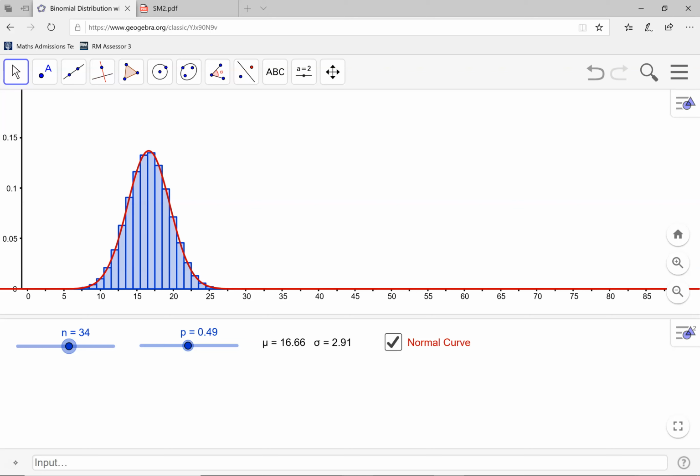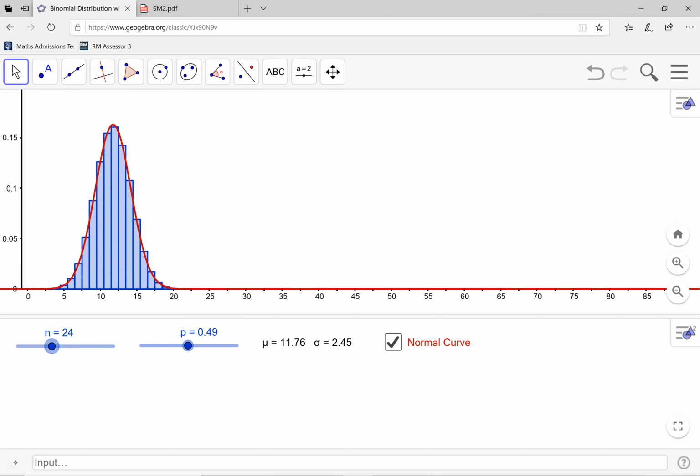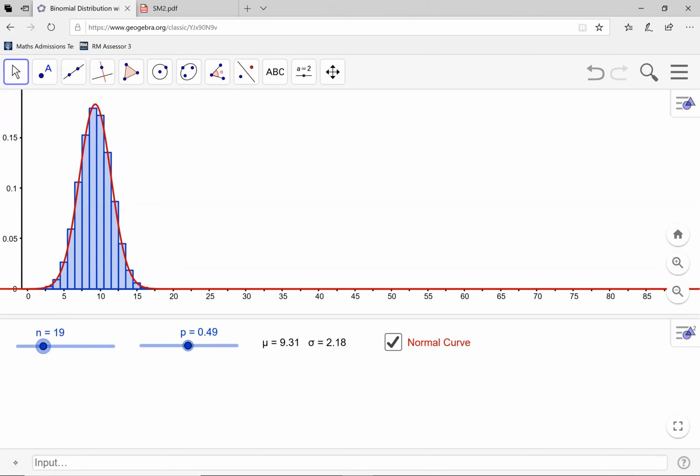Now here the sample is only 34, and it's still not looking too bad. And here it's even down to 20. It doesn't look too bad. A little bit more inaccuracy around it, obviously, but it's still not looking too bad.